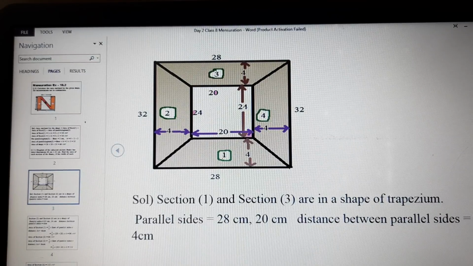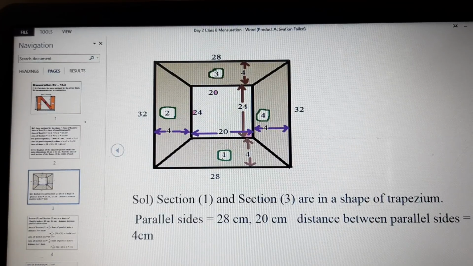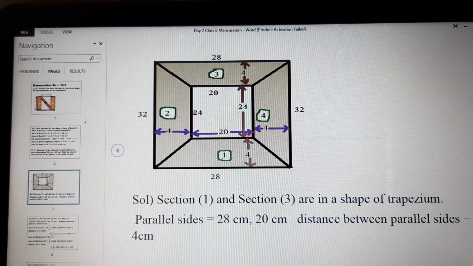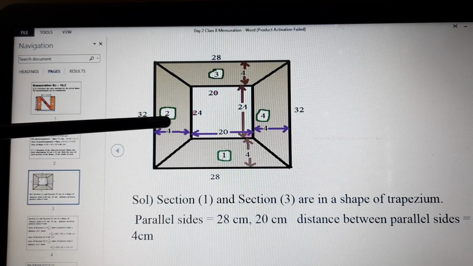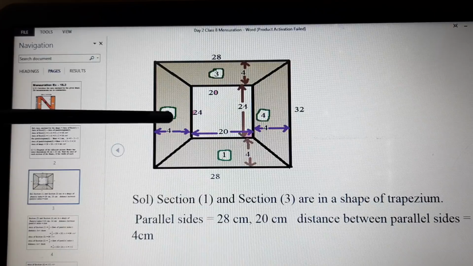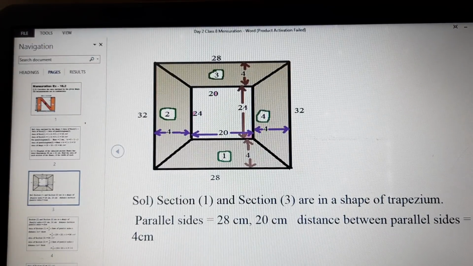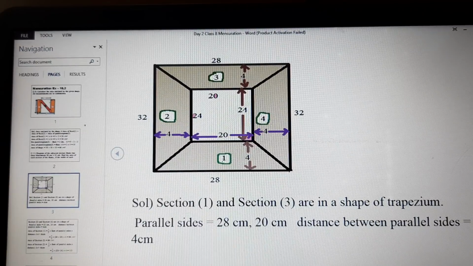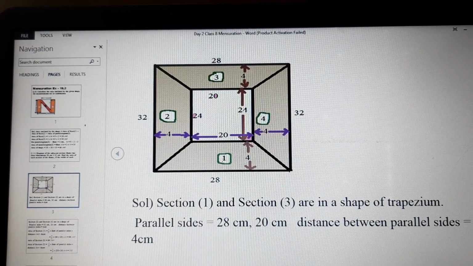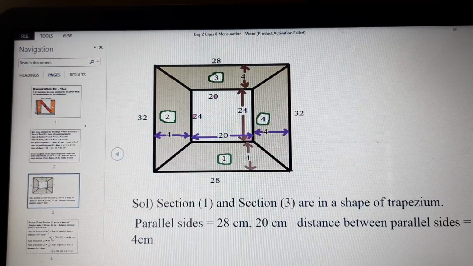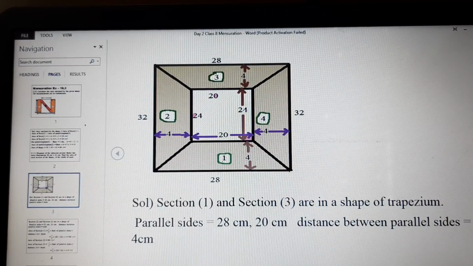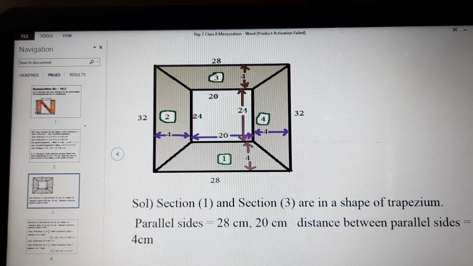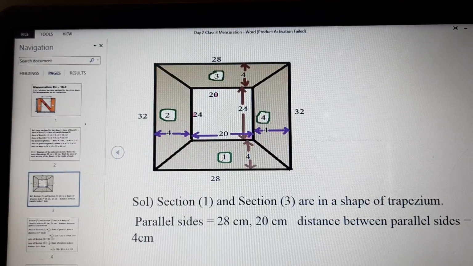So if we calculate the area of section 1, it is done. The area of section 3 will also be the same. Likewise, we will calculate the area of section 2, and section 4 will have the same area. So we are supposed to calculate the area of only two sections, section 1 and 2, or you can calculate section 3 and 4. The other two sections will automatically be equal.